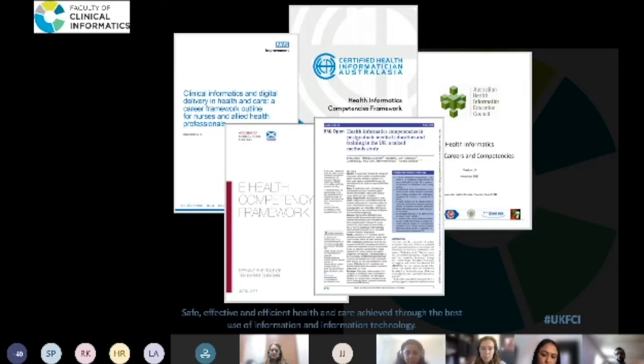I went on to review various competency frameworks that had already been published to help me think about what skills a clinical informatician requires as part of their day job. It's important to note at this point in time, the FCI competency framework hadn't yet been published, so I was still looking for other resources that had been published.